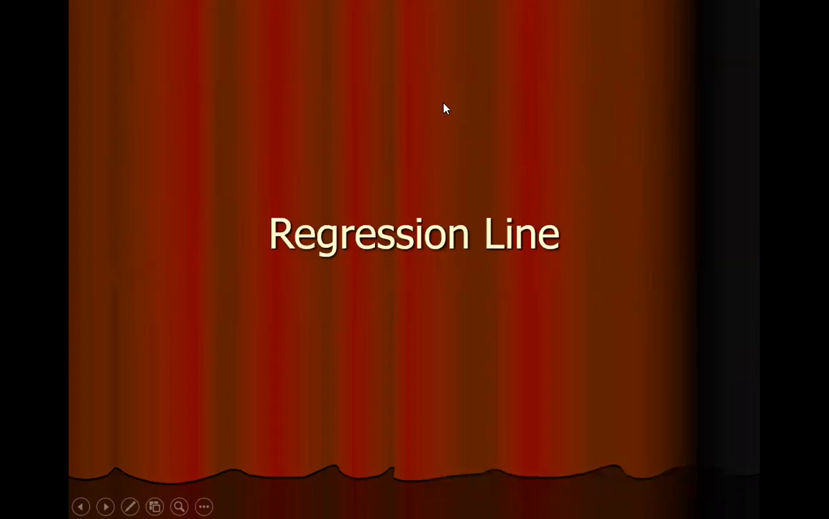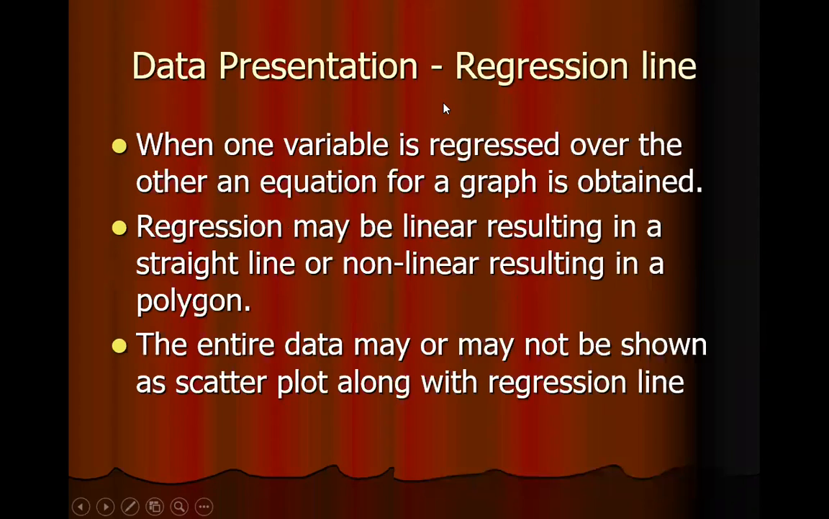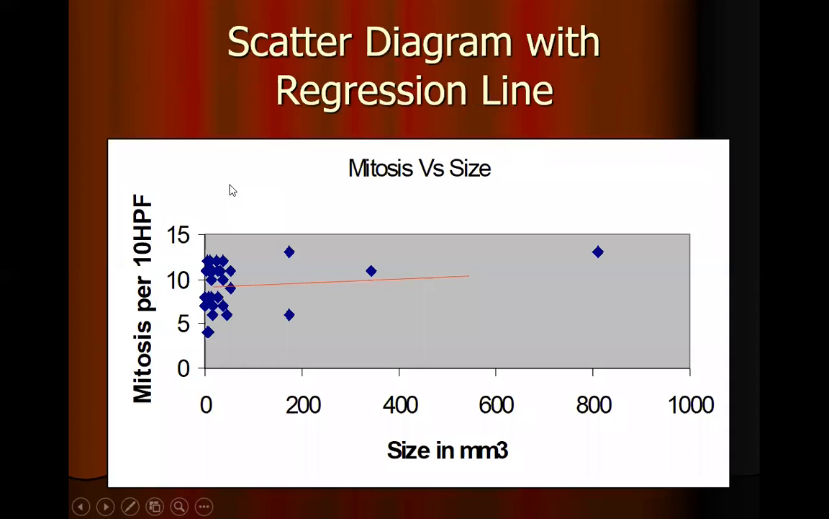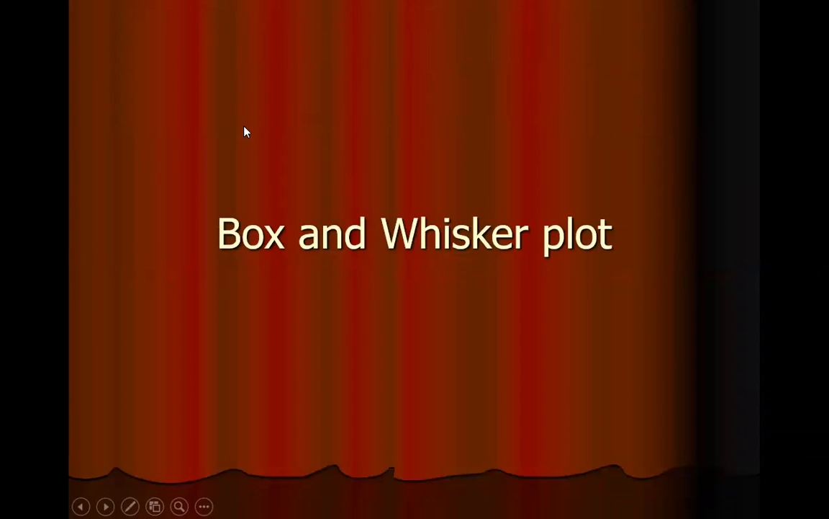Then regression line. When one variable is regressed, an equation of a graph is obtained, and the graph can be linear or non-linear, and the entire data may or may not be shown as scatter plots. So it is the same scatter plot as I have shown you before. On the Y-axis there is mitosis, and on the x-axis size per field, and we have drawn the line here, shown in red color.